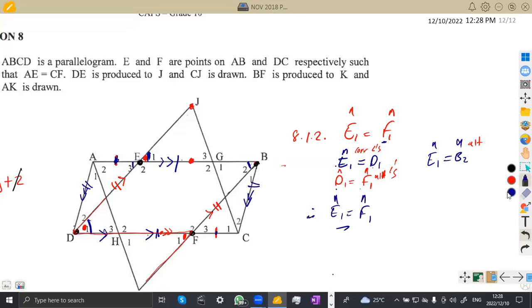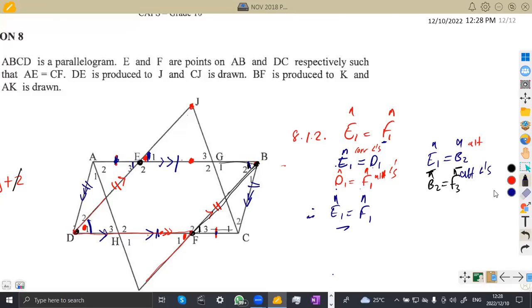All right. Let's say you took it this way, to say E1 is equal to B2. What do we have? B2 here and this F3, they are equal. You can see we are creating a Z here from the alternate angles. So B2 is equivalent to angle F3. That is alternate angles. Yeah, that's a Z, that one.